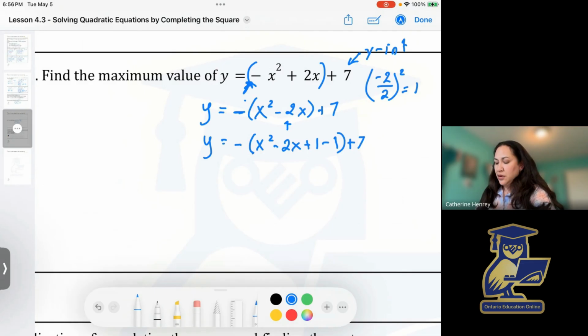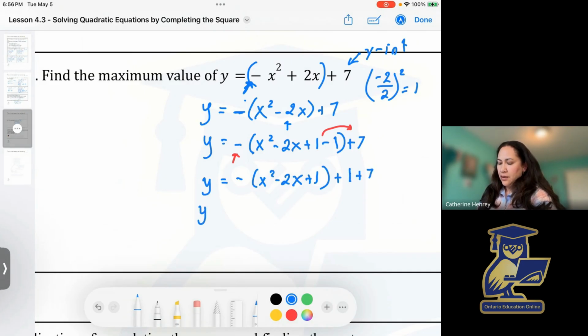Now be careful here. We do have a coefficient, and actually a coefficient of negative 1. So when we go to move our negative 1 outside, we have to remember to multiply it. So we have y is equal to negative x squared minus 2x plus 1. And because I have to multiply that negative 1 by negative 1, I'm going to have a positive 1 plus 7. Simplify my perfect square trinomial, and that'll be negative x minus 1 squared plus 8.